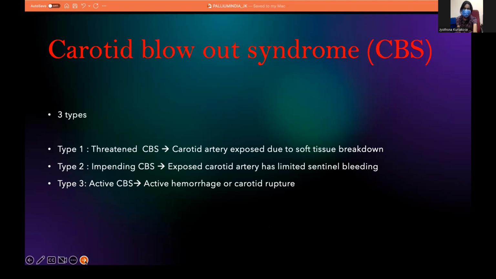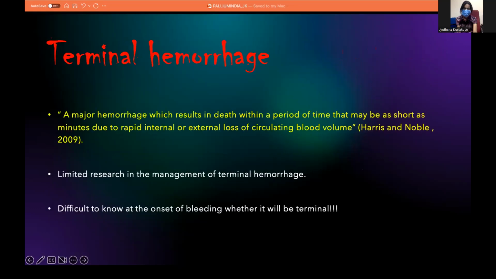And active CBS, active carotid blowout syndrome, is a very distressing condition where there is active carotid rupture and active hemorrhage. So coming to terminal hemorrhage and the management of the same. Harris and Noble in 2009, in their paper, which is a very good paper for studying terminal hemorrhage, have defined it as any major hemorrhage which results in the death of the patient within a period of time that may be as short as minutes due to rapid internal or external loss of circulating blood volume.